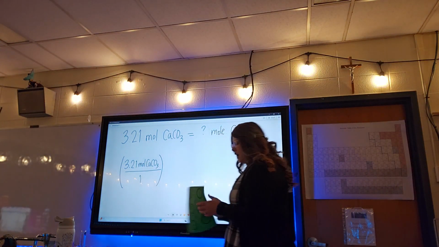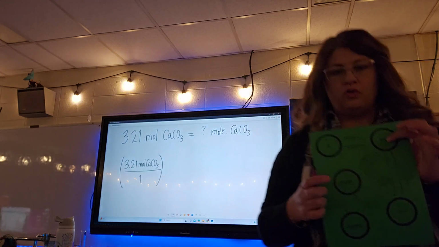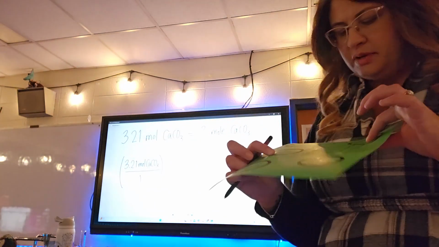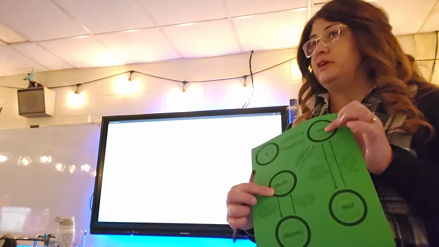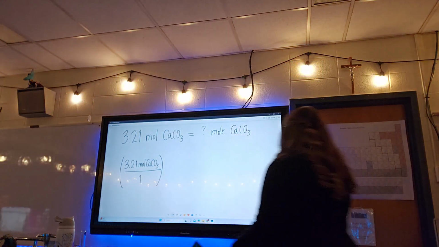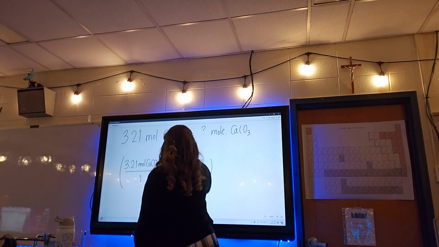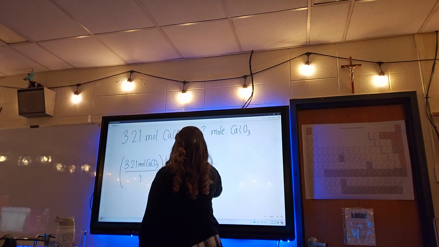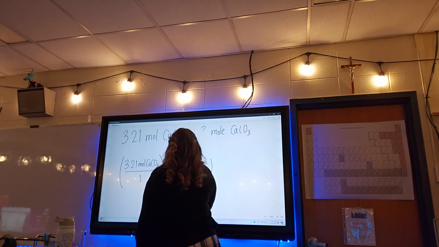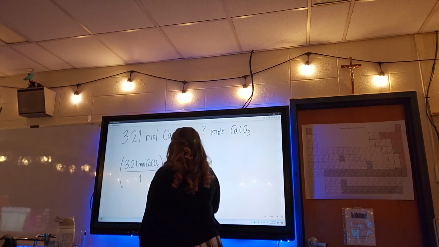Okay, so I'm starting here, and I need to go here. So what does my arrow tell me to do? It says to multiply by Avogadro's number. And that's 6.022 times 10 to the 23. Wait, so how do we type that in our calculator? Just put the thing. Alpha A.